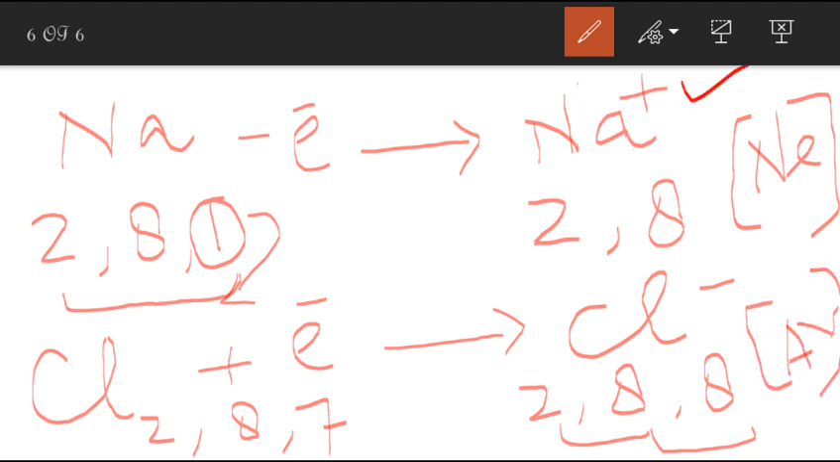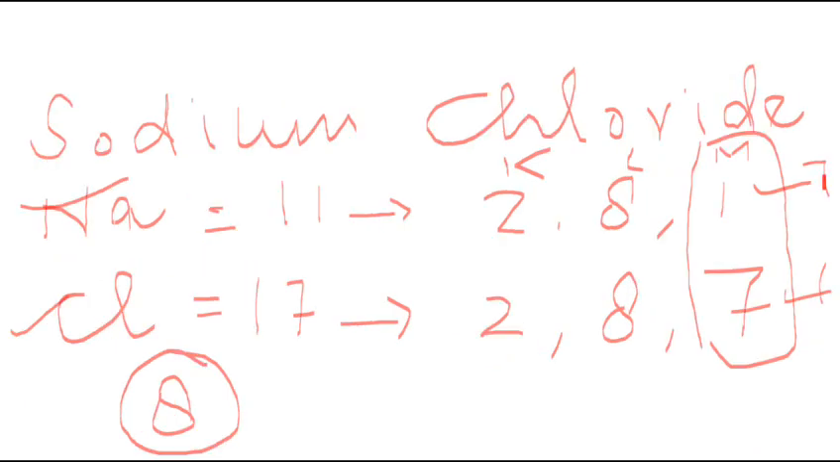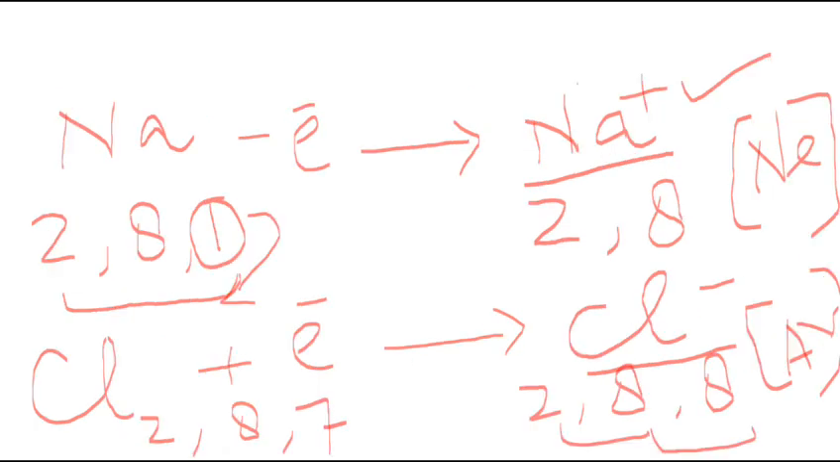So you will see that Na positive is sodium cation, and Cl negative is chloride anion. So you will note it down. At first sodium is converted into cation, that is a metal is converted into cation, and chlorine is converted into anion.